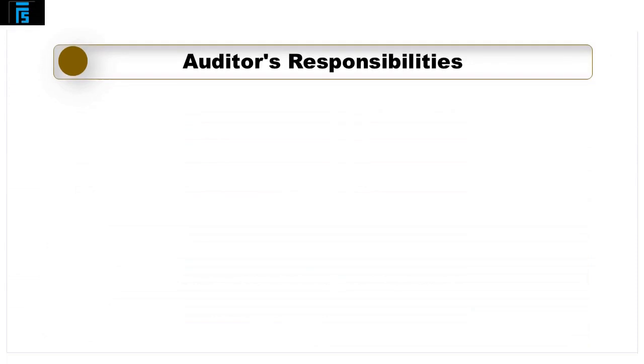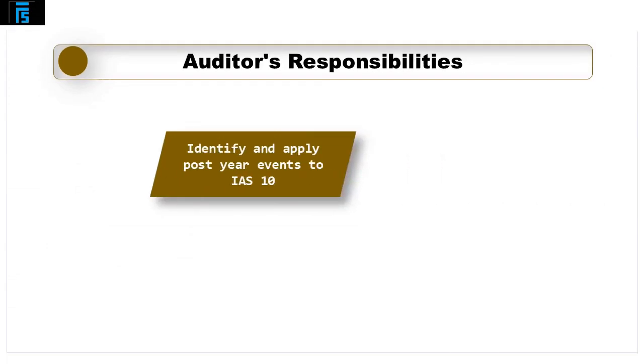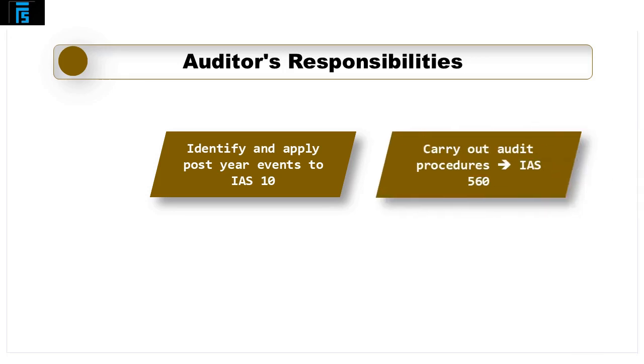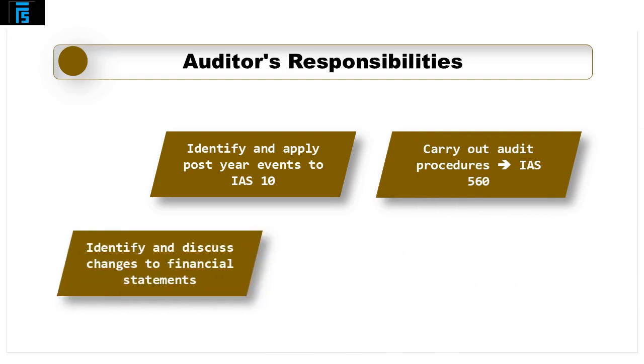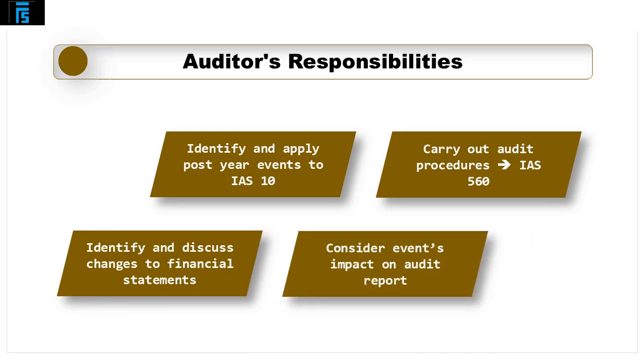The auditor must identify any post-year events and apply them to the accounting standard IAS 10, events after the reporting period. Carry out audit procedures during the review as per the auditing standard ISA 560. Identify and discuss with management any changes needed to the financial statements, and consider the impact any events identified have on the audit report and opinion.